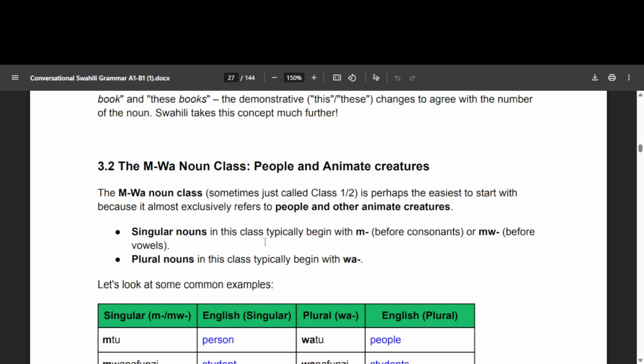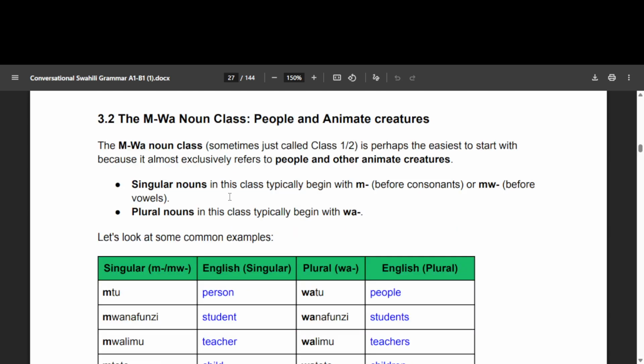3.2 The MOA noun class: people and animate creatures. The MOA noun class, sometimes just called class 1 and 2, is perhaps the easiest to start with because it almost exclusively refers to people and other animate creatures. Anything living that is an animal will be in this MOA class. Singular nouns in this class typically begin with m before a consonant or mw before a vowel. The plural form in this class typically begins with wa.